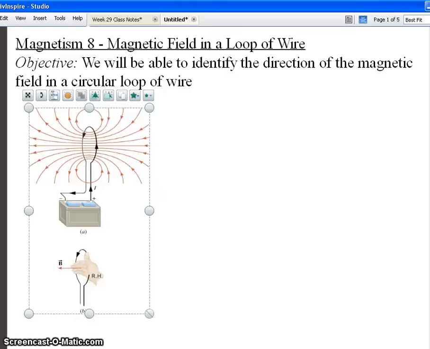Good morning, class, and welcome to this lesson on Magnetism 8, magnetic fields in a loop of wire. Today we will be able to identify the direction of the magnetic field in a circular loop of wire.